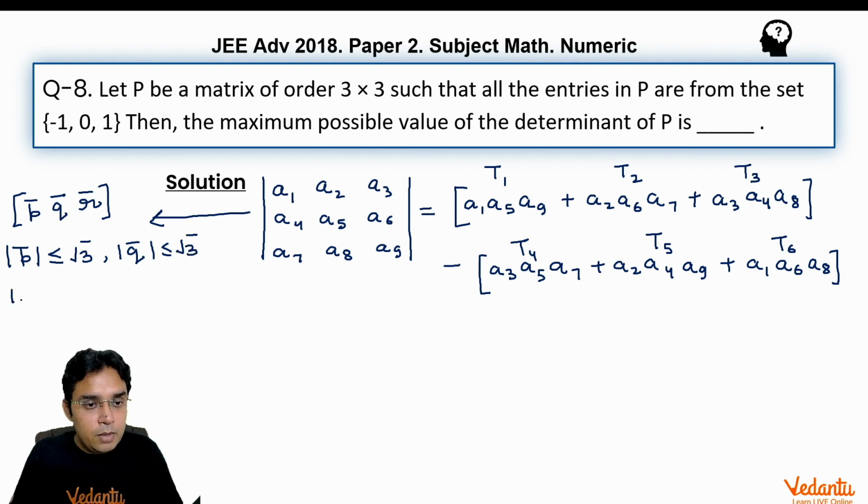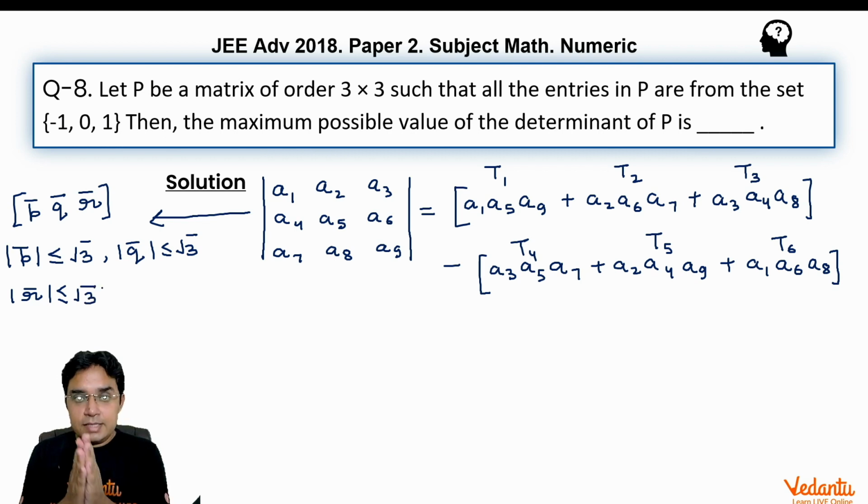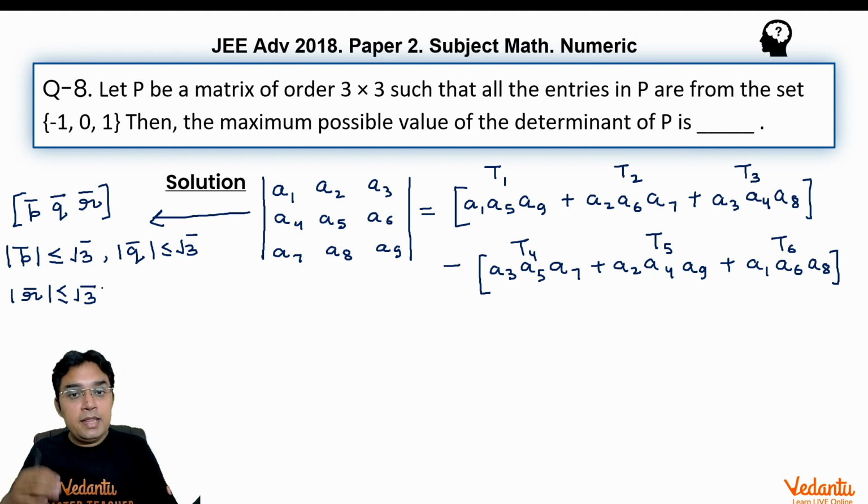And similarly, mod of vector r will also be less than or equal to root 3. Now, as we know, this scalar triple product represents the volume of a parallelepiped also. So here, if I assume this parallelepiped has maximum edge lengths of root 3, root 3, root 3, and they are perpendicular to each other also.